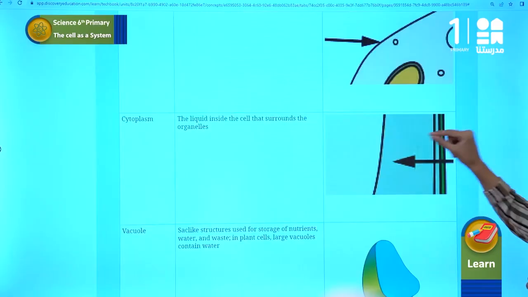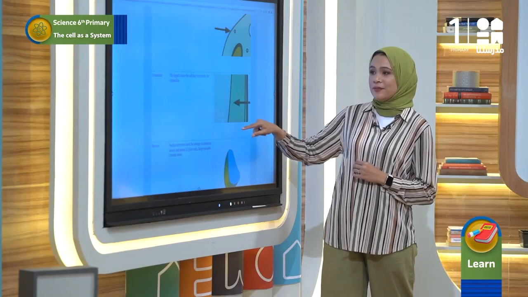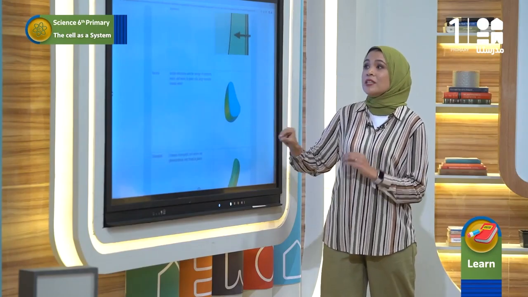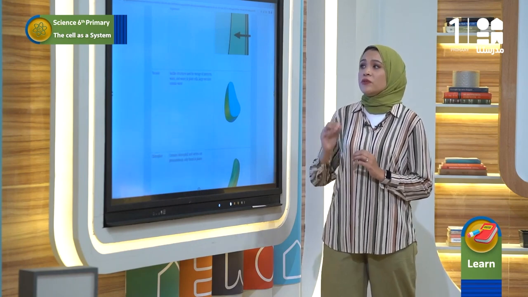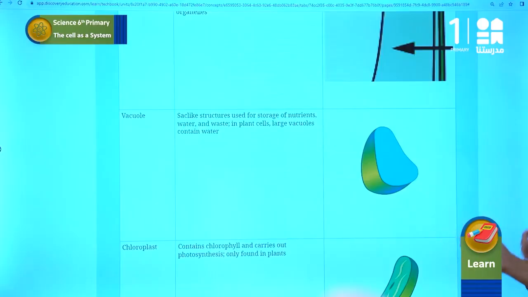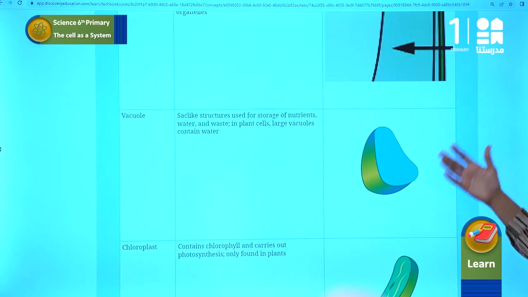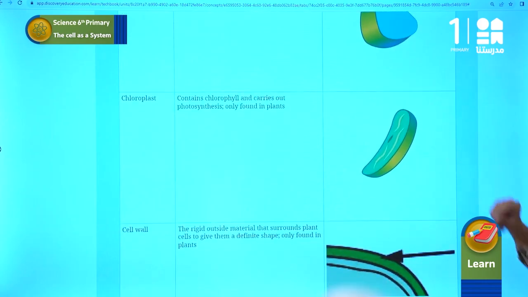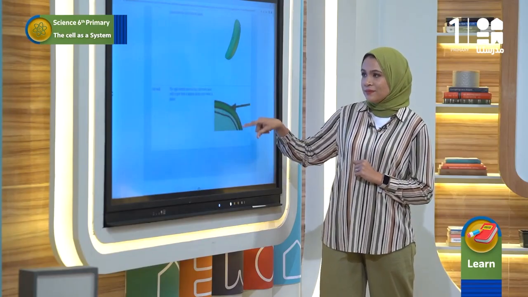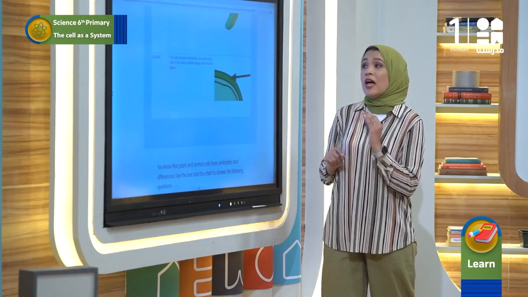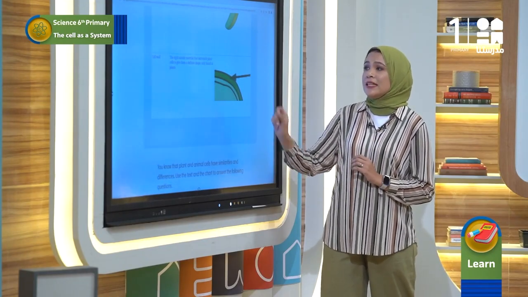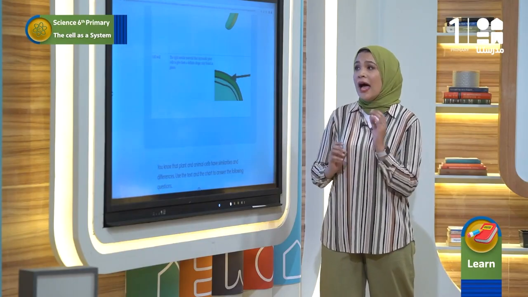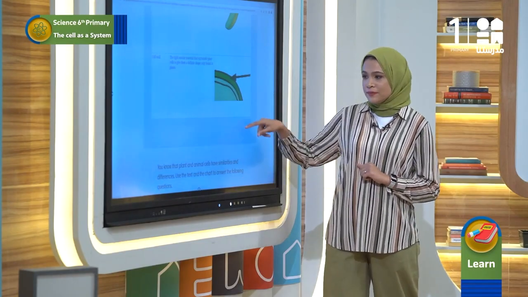Cytoplasm, the liquid inside the cell that surrounds the organelles. Vacuole is a sac-like structure used for storage of nutrients, water, and waste. In plant cell, large vacuoles contain water. Chloroplast contains chlorophyll and carries out photosynthesis, only found in plants. Cell wall, the rigid outside material that surrounds the plant cell to give it a definite shape, and only found in plants.